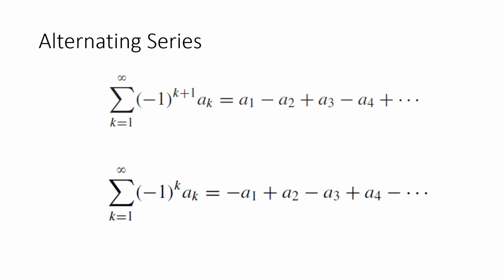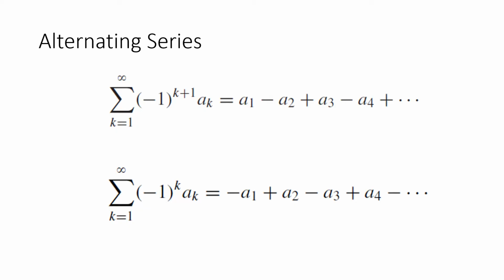The first one, you have the summation of the quantity negative 1 raised to k plus 1 times a sub k from 1 to infinity, which is just equal to a sub 1 minus a sub 2 plus a sub 3 minus a sub 4 plus, and so on. And the other form is the summation of the quantity negative 1 raised to k times a sub k from 1 to infinity, which is just equal to negative a sub 1 plus a sub 2 minus a sub 3 plus a sub 4 minus, and so on, where the a sub k are assumed to be positive in both cases.